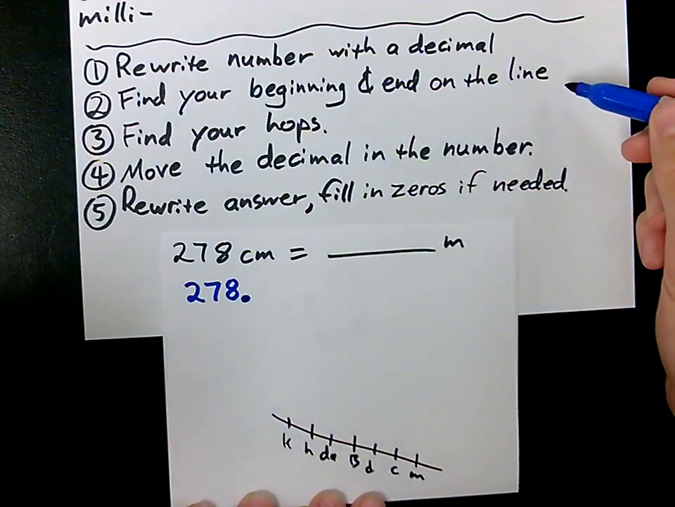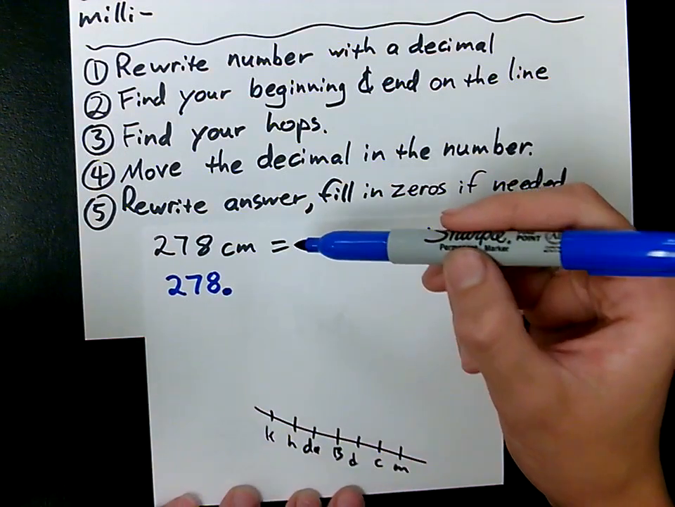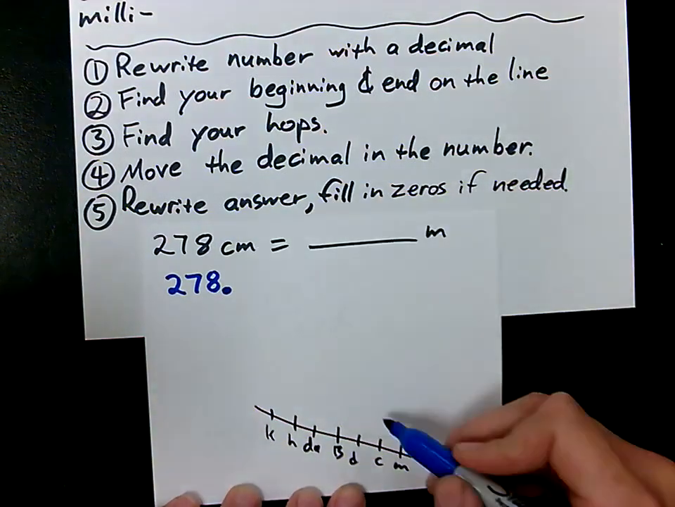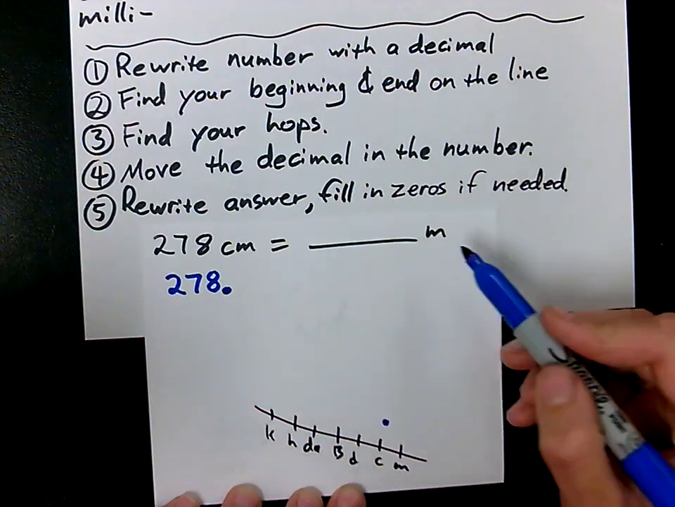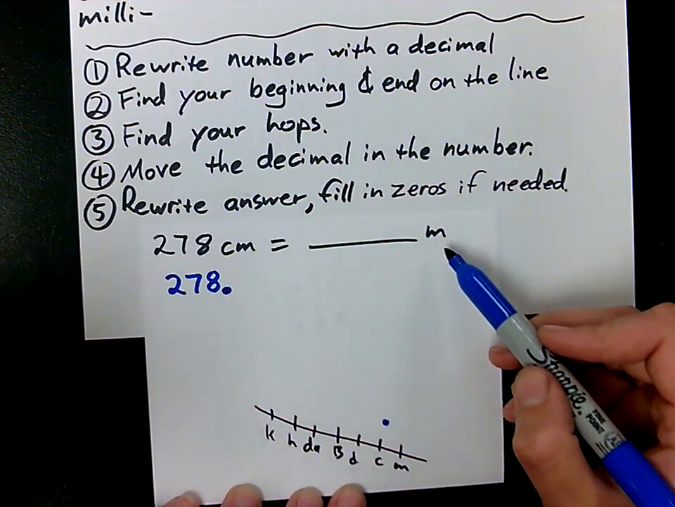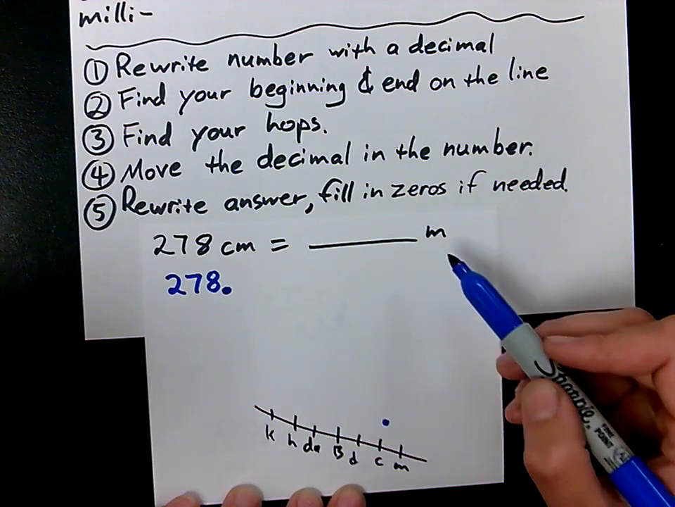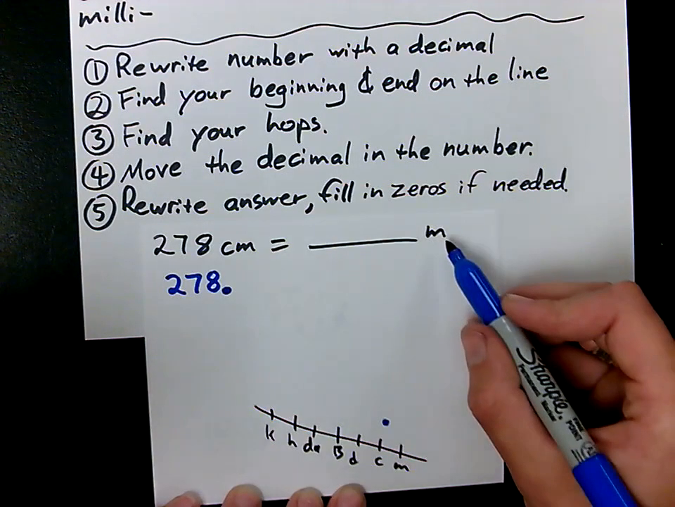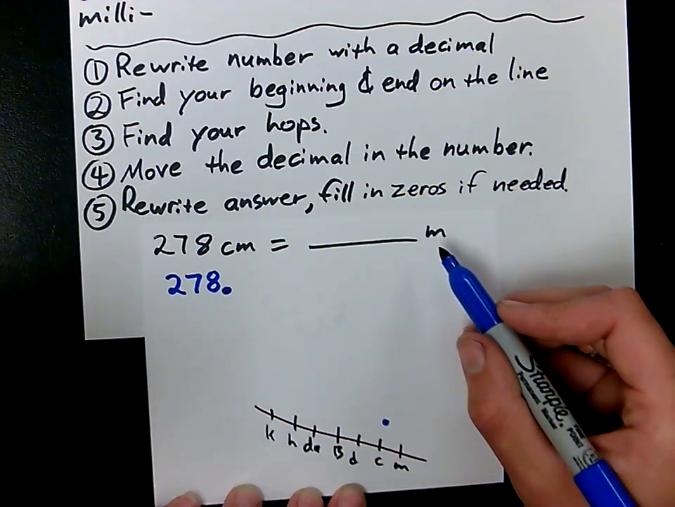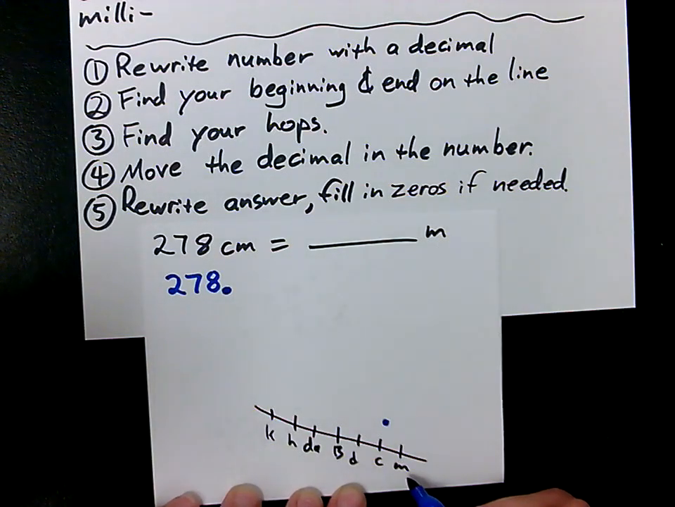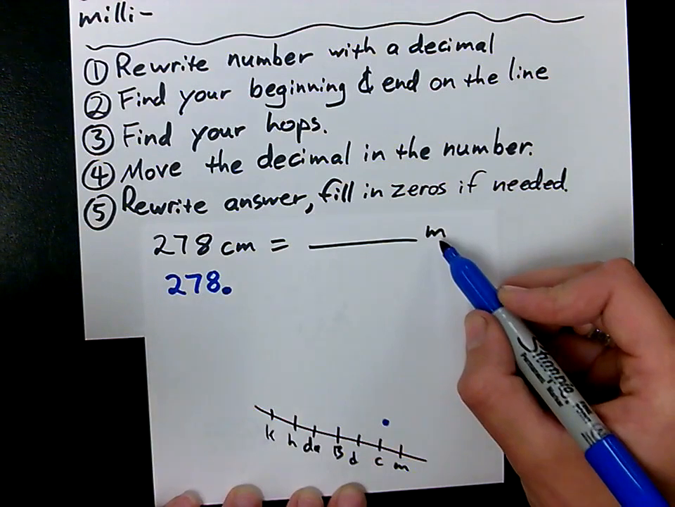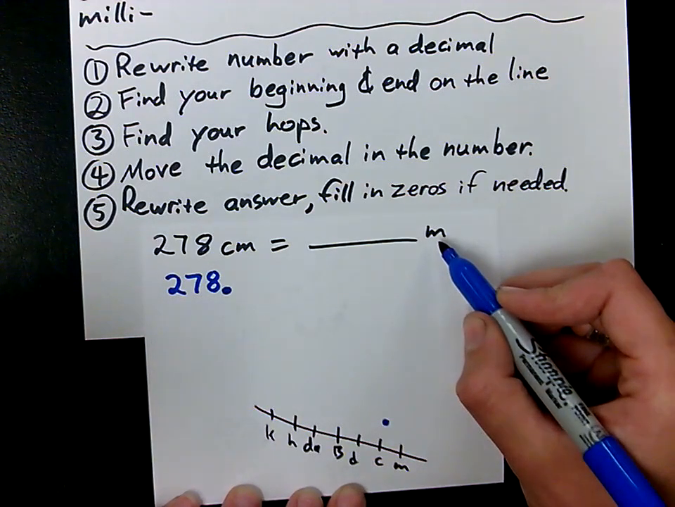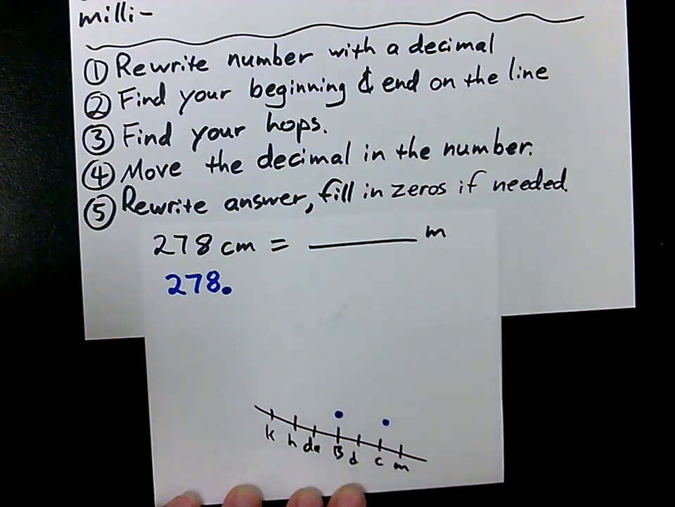Step number 2, find your beginning and end on the line. Well, I want to start at centimeter. So I'm going to start here, and I want to end just at meter. Again, this is something that trips students up. Maybe this tripped you up. This M stands for meter, not for milli. This M stands for milli. Meter is a base unit, so our ending point is at the base unit.